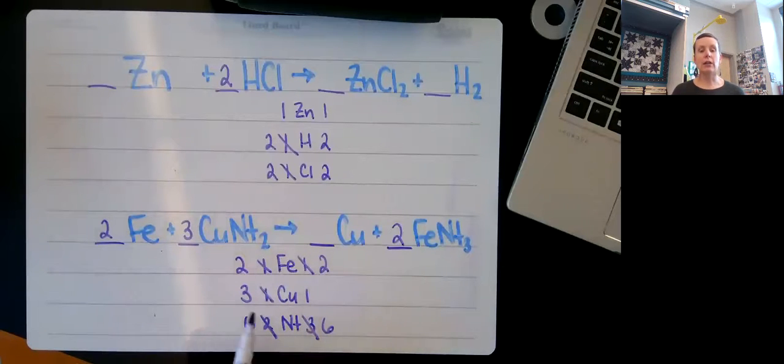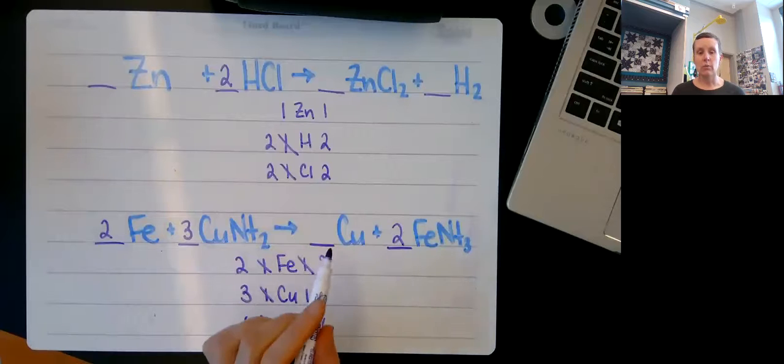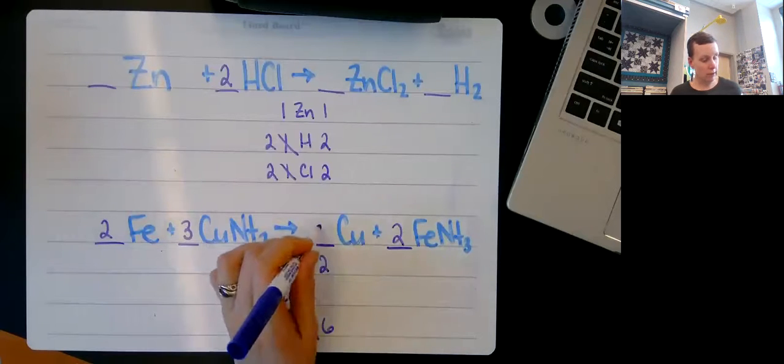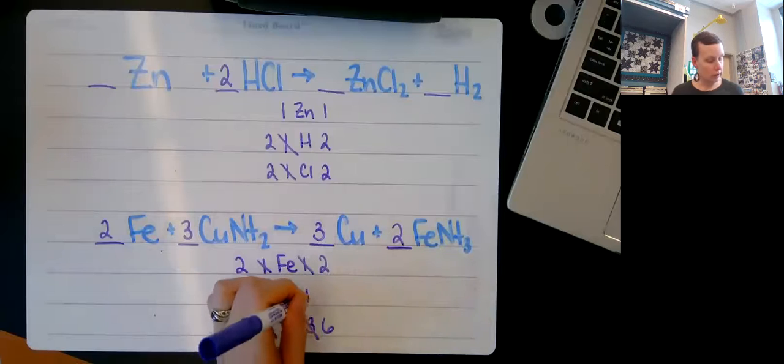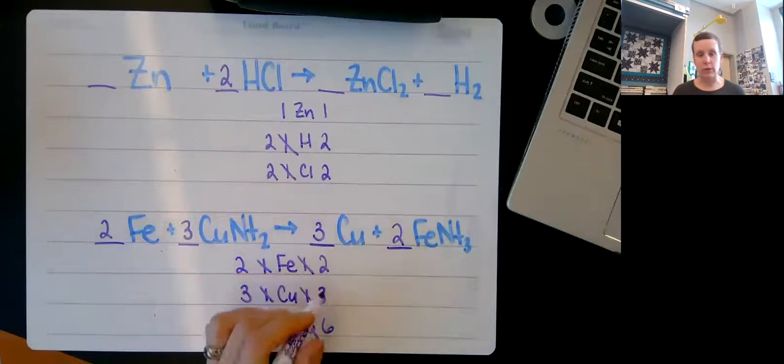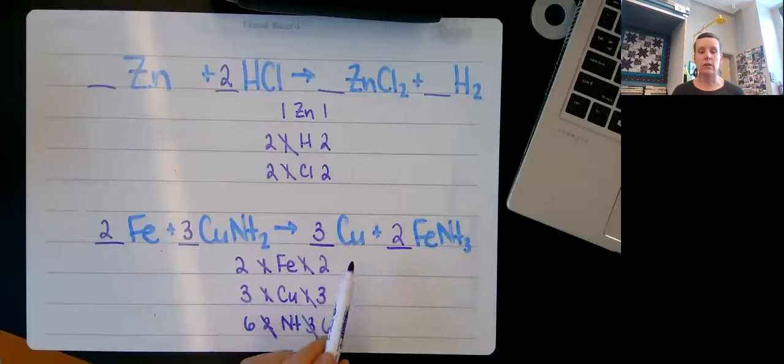Now I look at copper. I have 3 coppers over here, 3. But over here, I only have 1 right now, and I need that to be a 3. Well, 3 times 1 is 3. So I multiply that by 3, and since it's by itself, we change that to a 3, but nothing else gets affected. So now I have 2 irons, 3 coppers, and 6 nitrates on each side of the arrow.